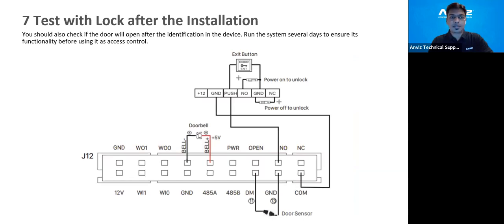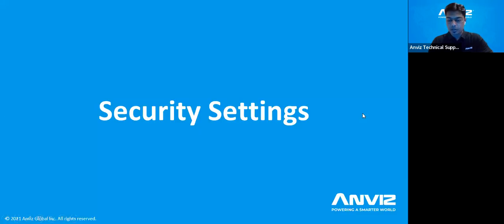You should also test if the door will open after identification on the device, and run the system for several days to ensure its functionality before using it as an actual access control feature. As I said, you should test it thoroughly so that there is no conflict in the real-time environment. So this is how to set up the access control feature in CrossChex Standard.